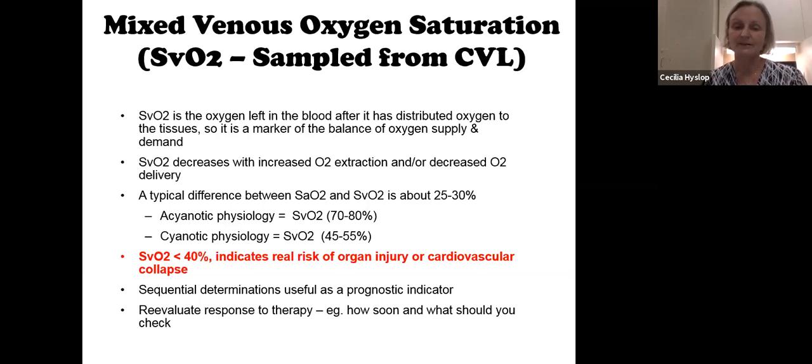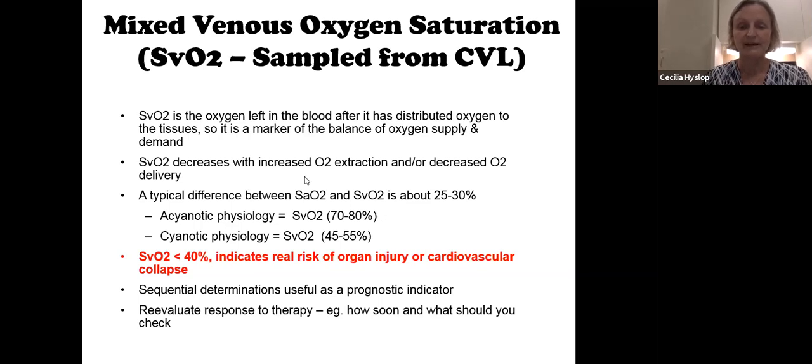The true mixed venous oxygen saturation comes from the pulmonary artery, but we don't have PA lines in most patients. In fact, it's not that frequent that we see it unless we're really worried about pulmonary hypertension. And so we use the next best thing, which is our central line. We prefer to take it from the closest to the heart. So the SVC, for instance, then the femoral. But essentially, we don't always have that choice, and we'll take it from where we can get it.